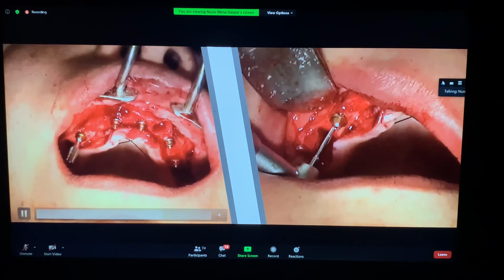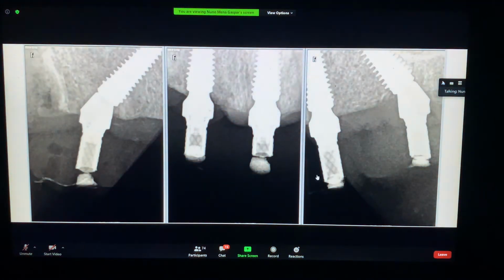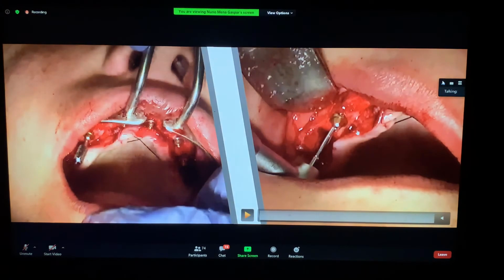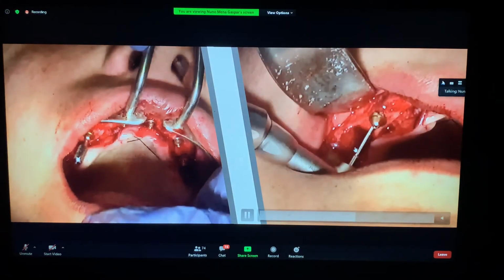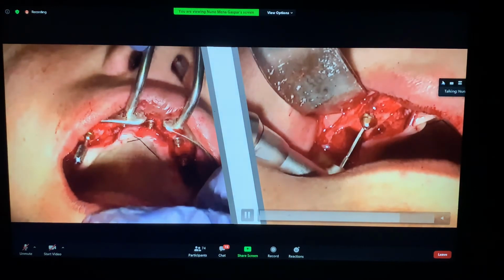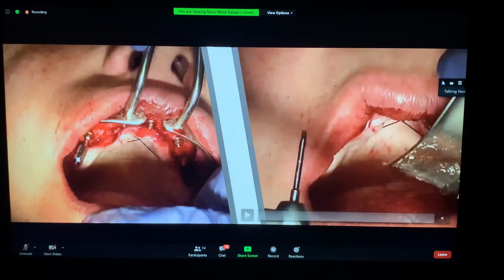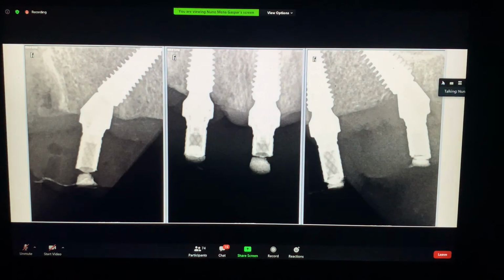Torque it with the neck torque. Okay, this is very helpful in this kind of cases. Okay, tilted implants are very useful, and here they are, all implants placed, and my provisional.